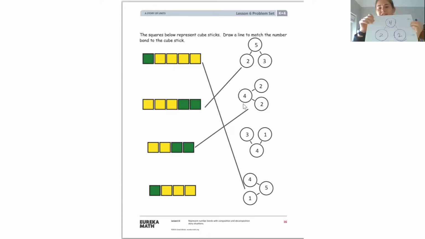You'll notice that this number bond is tilted that way. Is it okay if it's turned a different way? Does it still tell us the same story? Yeah, it's okay if we turn our number bond because it's still telling us about the same cubes. It still has the same numbers.